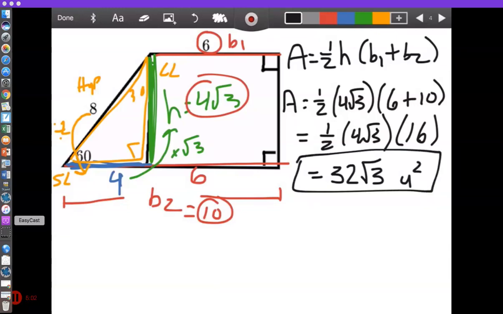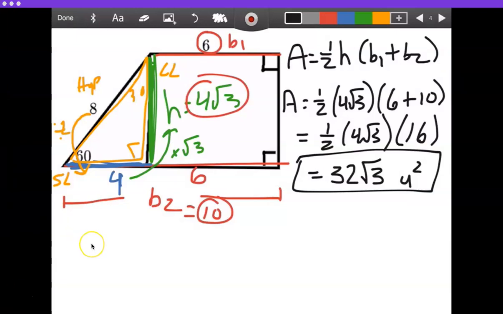Feel free to rewatch that. There are also some more examples in the full video notes, but I wanted to give you something to go off of because this can be a little bit tricky. Whenever they take the height away from you in a trapezoid, that's when it can get a little bit weird.